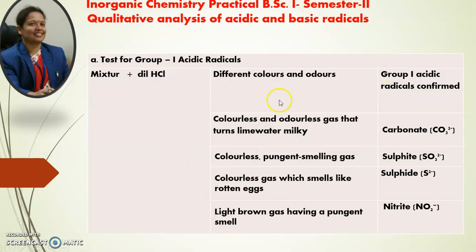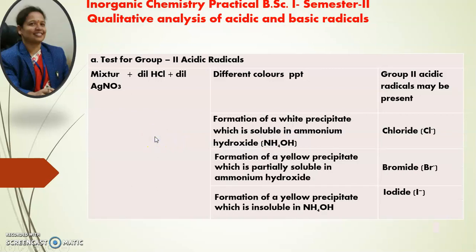If there is no evolution of gas, then we can say that first group radicals are absent. Then for the second group acidic radicals, you have to throw out the first group radical mixture. In this case, for every step you have to take a fresh mixture, a small quantity of fresh mixture. So mixture plus dilute HCl plus AgNO3. With the help of this we can identify the second group radicals.